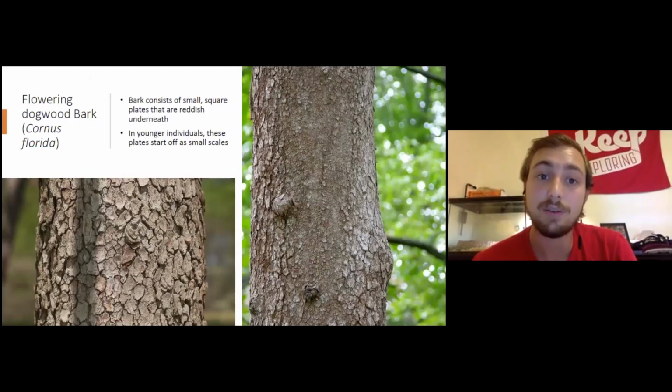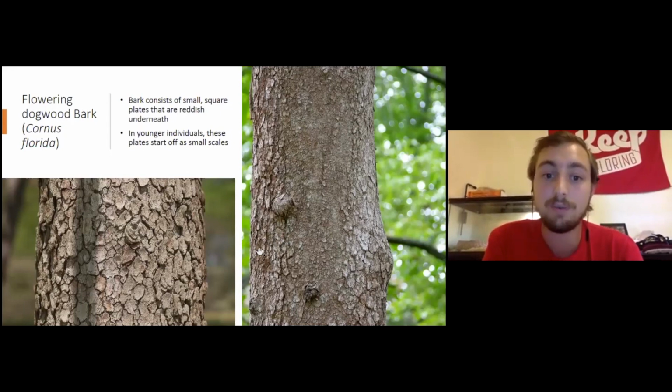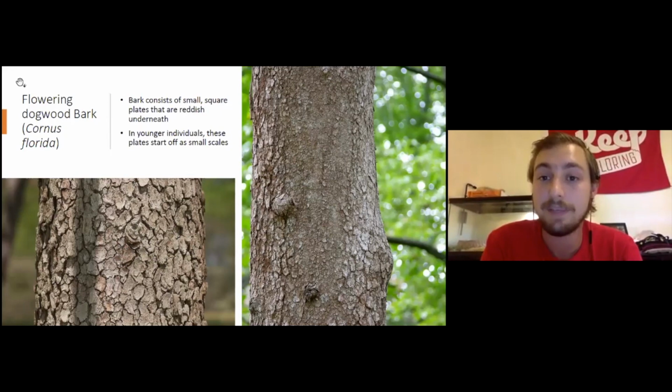Our flowering dogwood, like I said, when it's younger, has these small square scales that, as it matures, form these very distinctive thick plates. And it's very, very reddish. It's a distinct color. Even when you take a scale or a plate off, you'll still see reddish inner bark. So that red color is a very distinctive feature in our flowering dogwood as well.